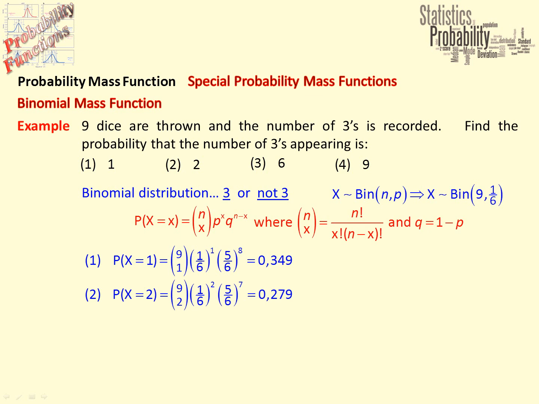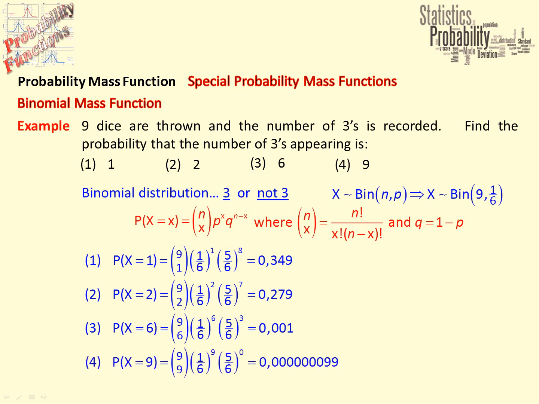Pause and try 6 and 9 yourself. Right, probability of 6, 0.001, hope you got the same. And probability of 9, pretty small chance of getting 9 3s. Yet some people will bet on it.